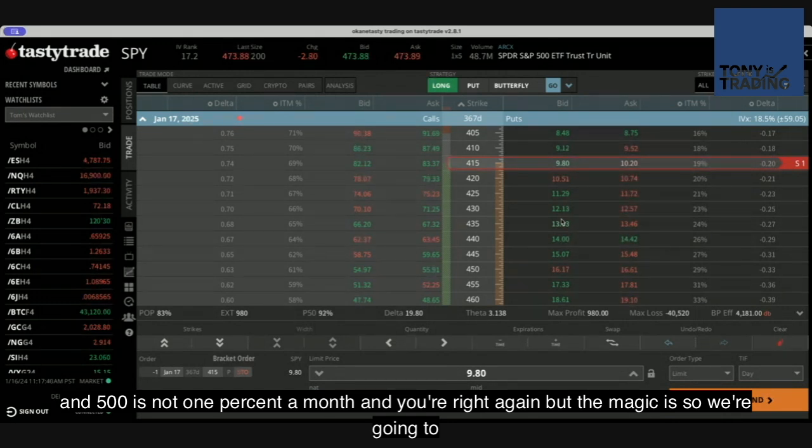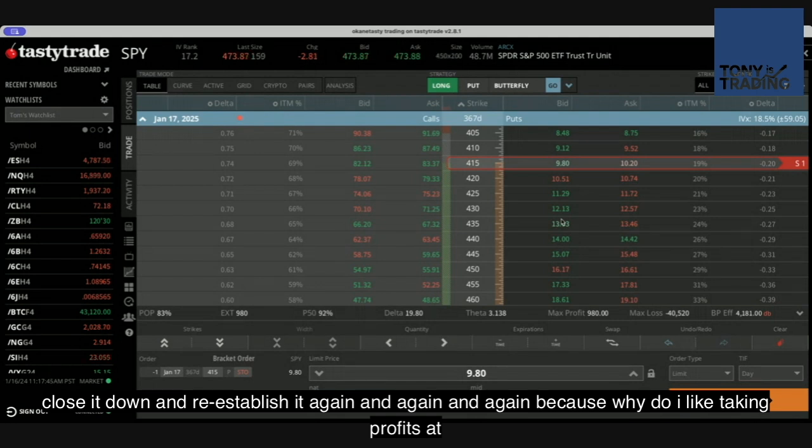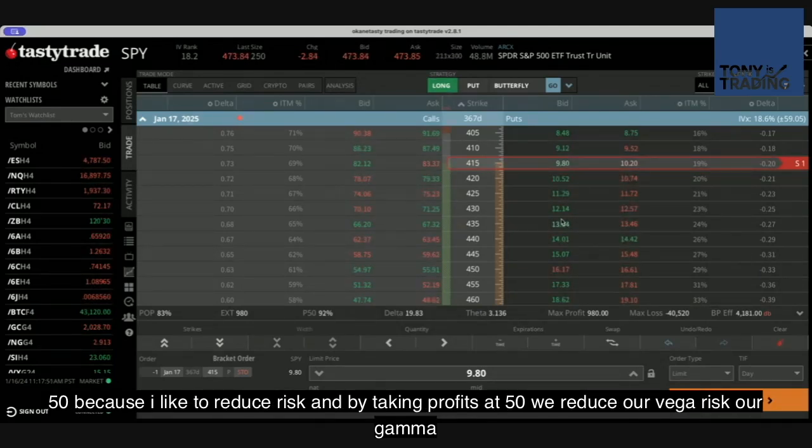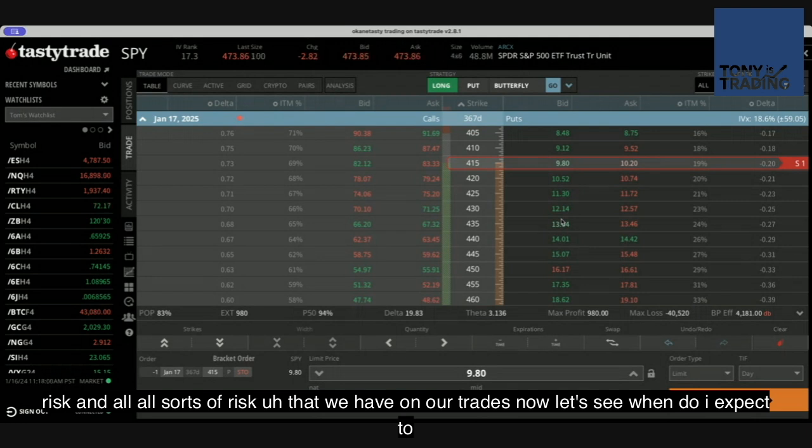And you're right again. But the magic is, we're going to close it down and reestablish it again and again and again. Because why do I like taking profits at 50%? Because I like to reduce risk. And by taking profits at 50%, we reduce our vega risk, our gamma risk, and all sorts of risk that we have on our trades.